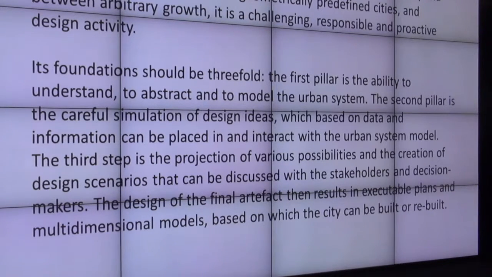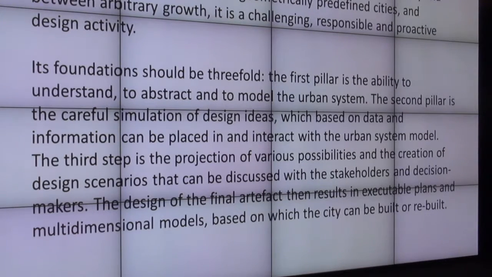It's a new discipline, and it is situated between the naturally and slowly growing cities, such as, for example, Zurich, and between geometrically predefined cities, and between arbitrary growth, which is your exercise 3.